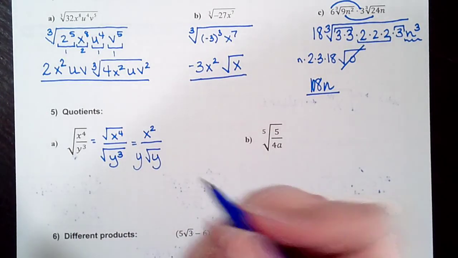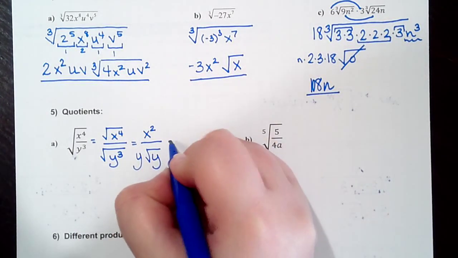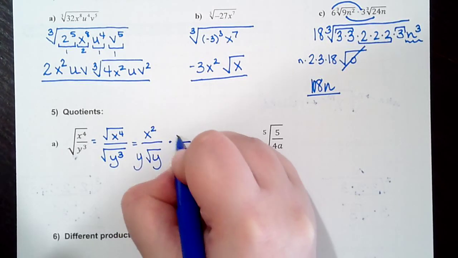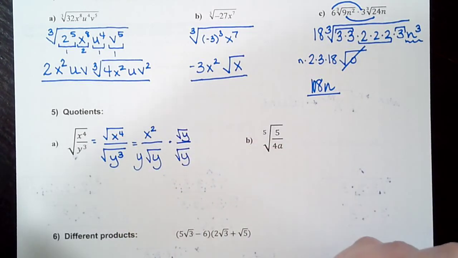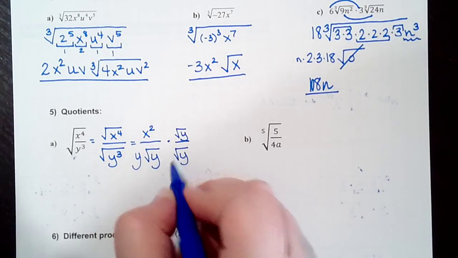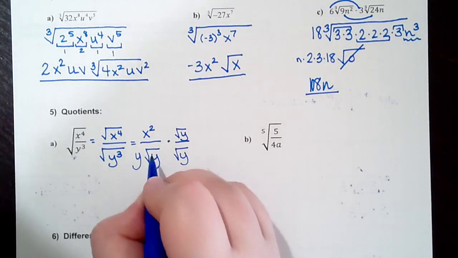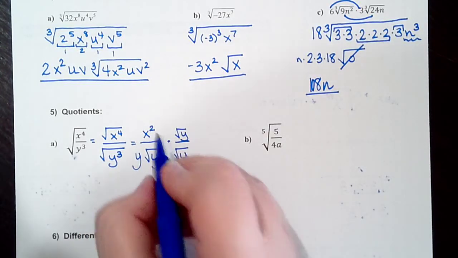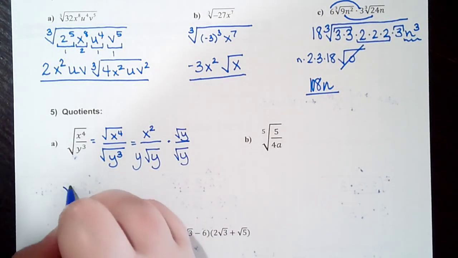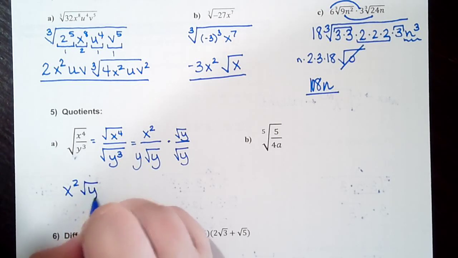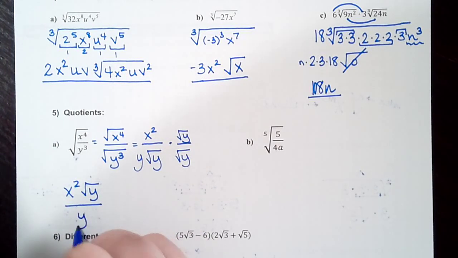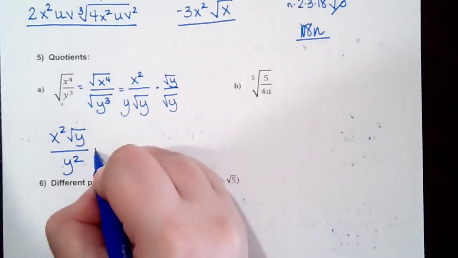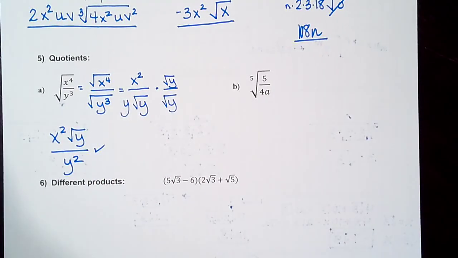All right, unfortunately with this one, I do have to rationalize, but there's only one term on the bottom, so I'm just going to multiply that term by the top and the bottom because I know it'll cancel out that y. The square root of y times the square root of y is y times y is y squared, and then the top we simplify as well. x squared times square root of y over y squared. Can't get any more simple than that. There's our answer.